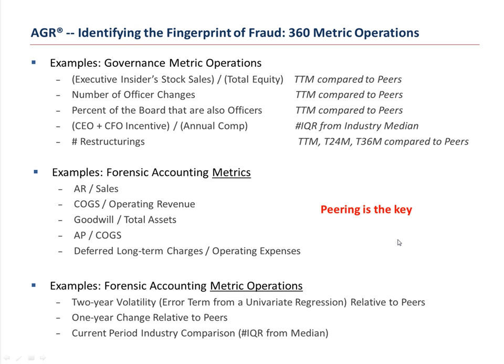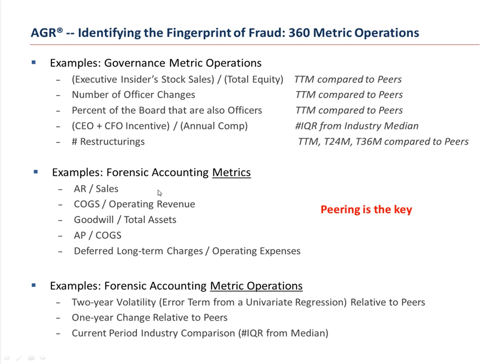We have a proprietary peering system where we go company by company and place them in their correct industries, and then bifurcate those industries by size, either by operating revenue for industrials or total assets for the financials. So we're always comparing like to like. Some of the other governance metrics we look at would be things like the number of officer changes in the trailing 12 months, perhaps something a little bit more meaty like the CEO and CFO incentive pay divided by their annual compensation, the number of interquartile ranges that is from the industry median.